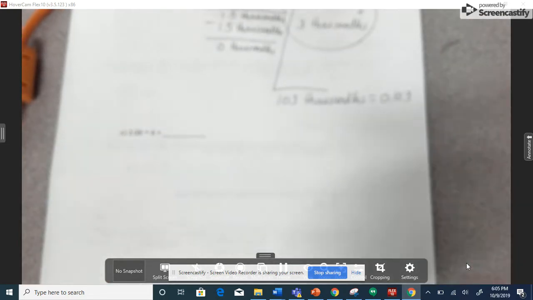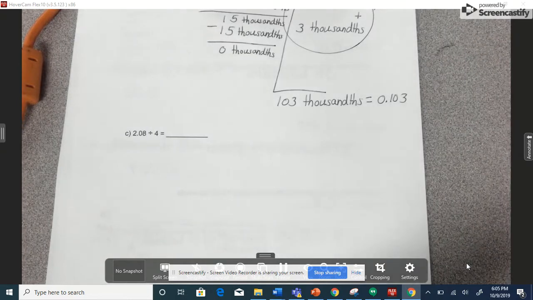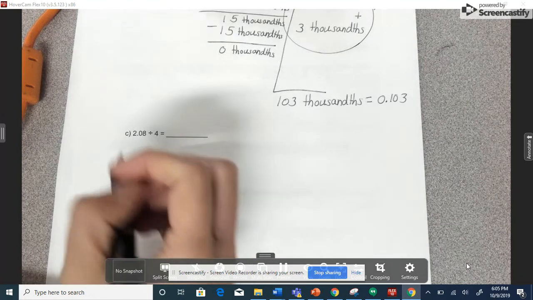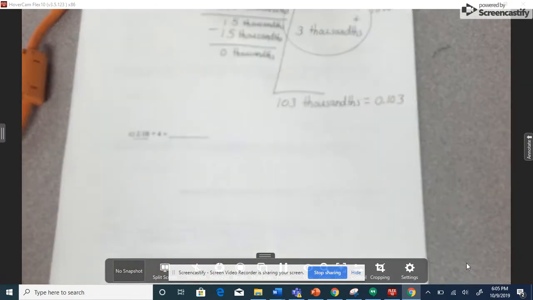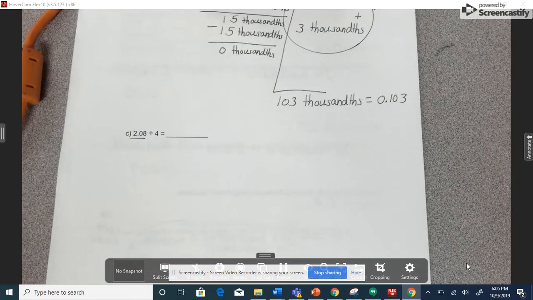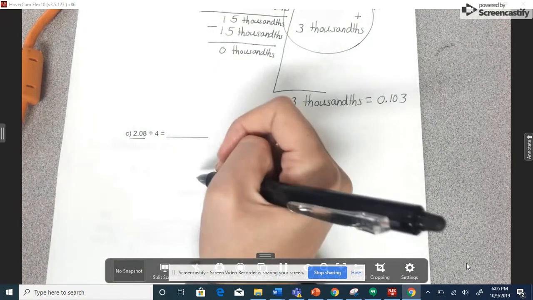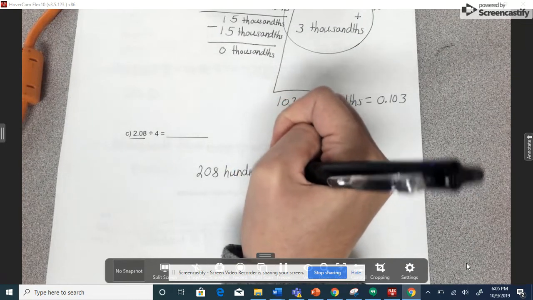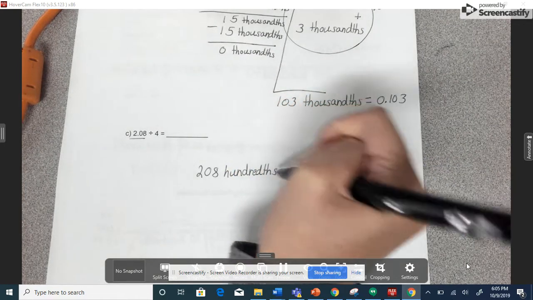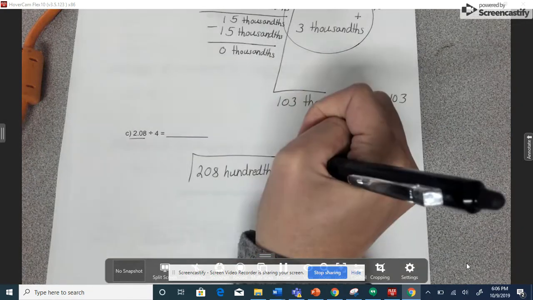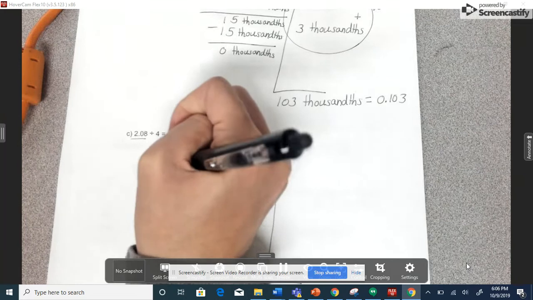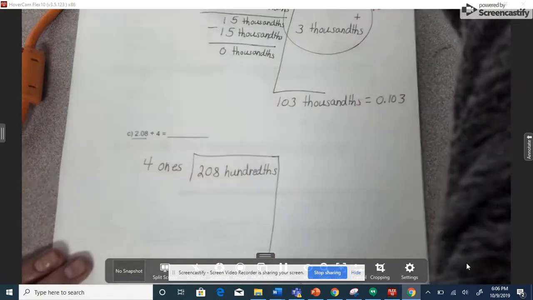Last, almost done. Okay, 2 and 8 hundredths divided by 4. Let's start by writing here. We can say it's 2 and 8 hundredths or 208 hundredths. I'm going to write that here. Now I'm going to make my division symbol. And I know I'm dividing by 4 ones. I'm going to move this down so you can see the bottom.